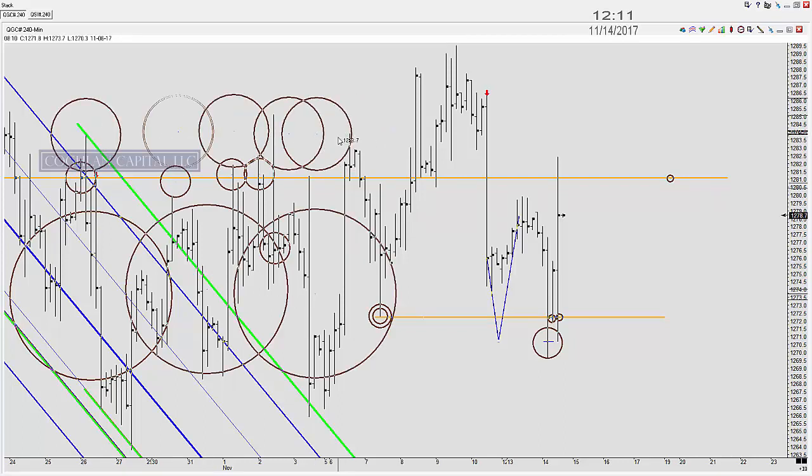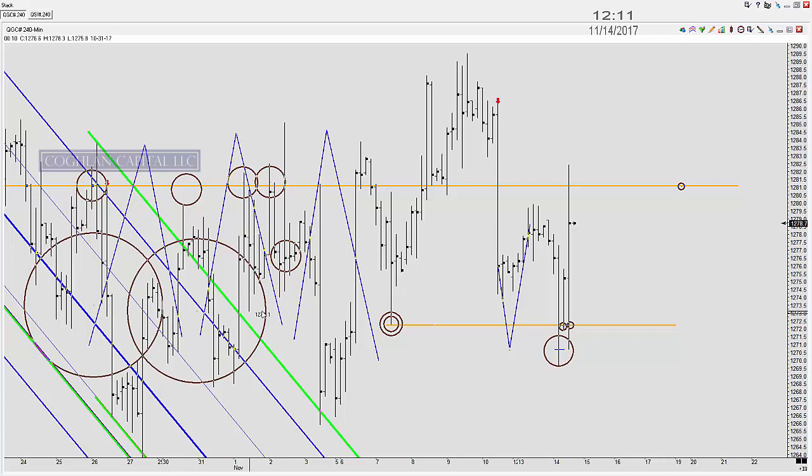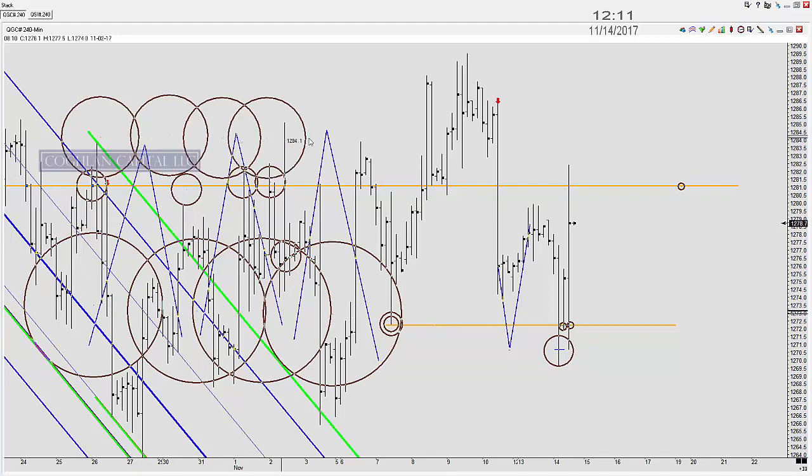So I talked about this in detail this morning. But think about it this way. Every time we try and get above 1281, we come back down. We come back down. We come back down. So in other words, we belong here. And we keep trying to visit up into here.